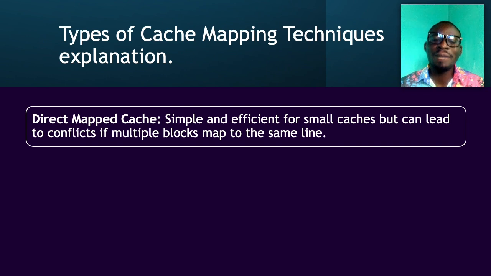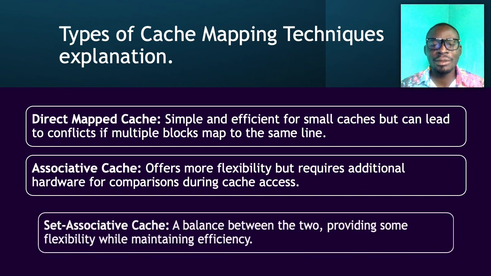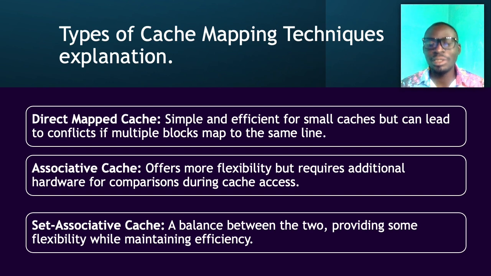A direct mapped cache is simple and efficient for small caches, but can lead to conflict if multiple blocks map to the same line. Associative cache offers more flexibility but requires additional hardware for comparison during cache access. With a set associative cache, there is a balance between the two, providing some flexibility while maintaining efficiency.